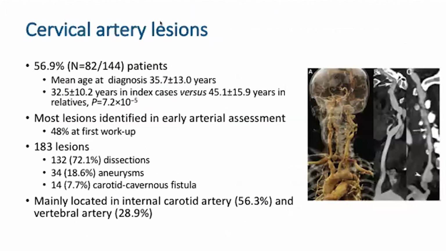Regarding cervical artery lesions, 82, so almost 57% of our patients, had cervical artery lesions with a mean age at diagnosis of 35 years old. And this was younger in index cases versus relatives. Most lesions, as we have seen in the flow chart, were identified in early arterial assessment, 48% of these lesions, and 183 lesions were identified, mostly dissections, then aneurysms, and then carotid cavernous fistula. They were mainly located in internal carotid arteries and vertebral arteries, respectively 56 and almost 29%.